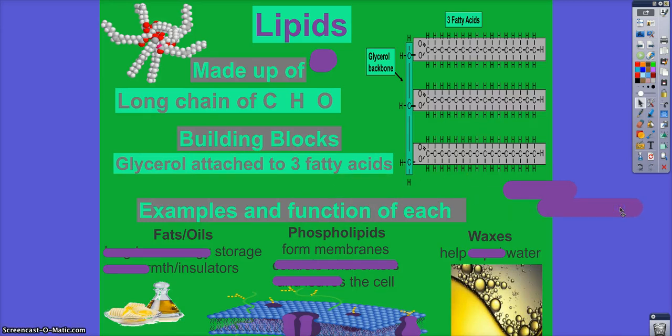So the building blocks of carbs are what? Building blocks of carbs. Oh, carbs. What are the building blocks of carbs? Sugar. What are the building blocks of lipids? Glycerol and fatty acids. What are the elements in carbs? Carbon, hydrogen, oxygen. What are the elements in lipids? Same thing, okay?